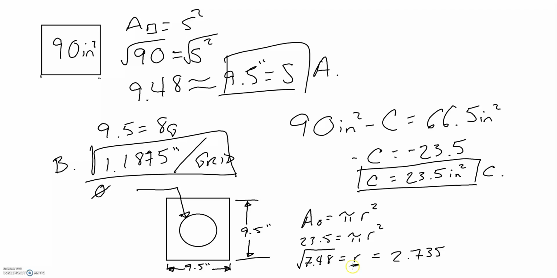Now, again, this is the radius, and we want diameter. So to get diameter, I take this number, I multiply it by 2. So diameter is now going to be equal to 2.735 times 2, or 5.47. So make sure on this picture you have the diameter is 5.47. And show your center marks.